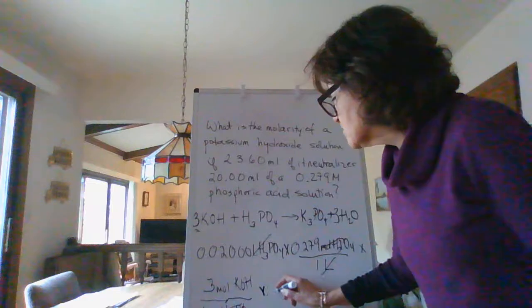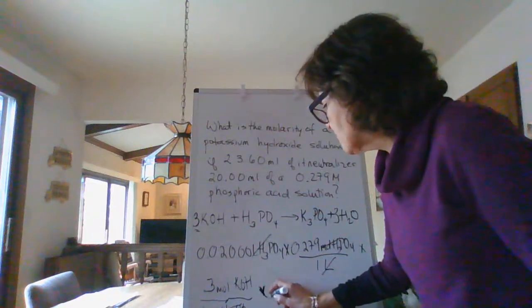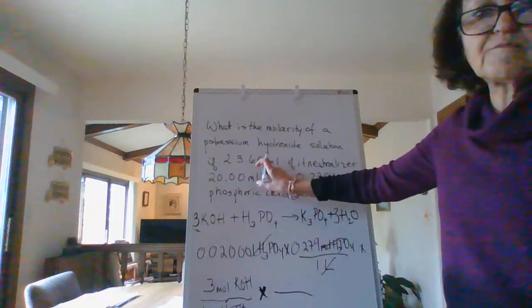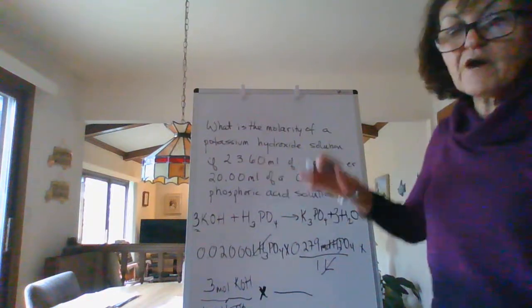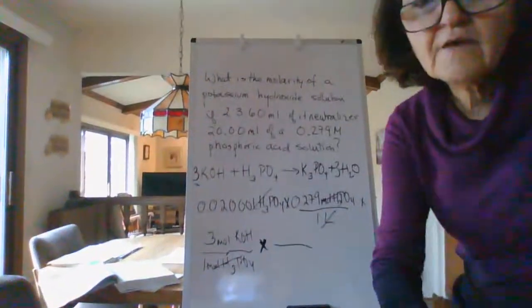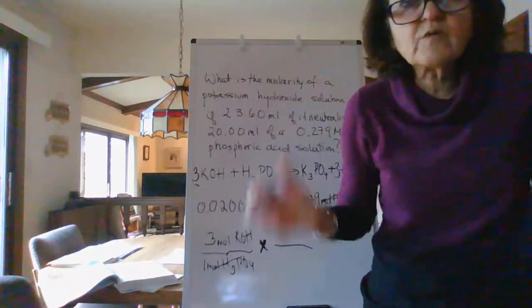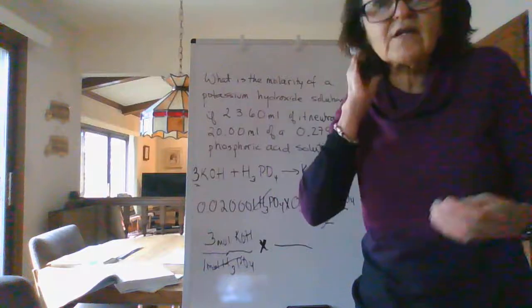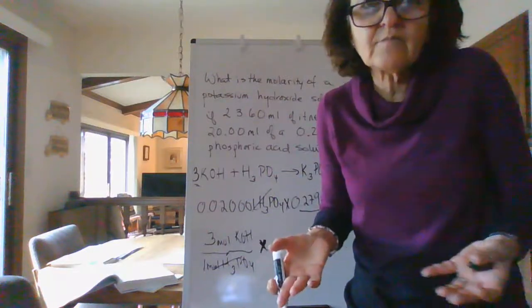Okay, so I have moles of potassium hydroxide. I have volume of potassium hydroxide. If I put moles over liters, what is that? That is molarity. That's the molarity of the potassium hydroxide that I'm looking for.